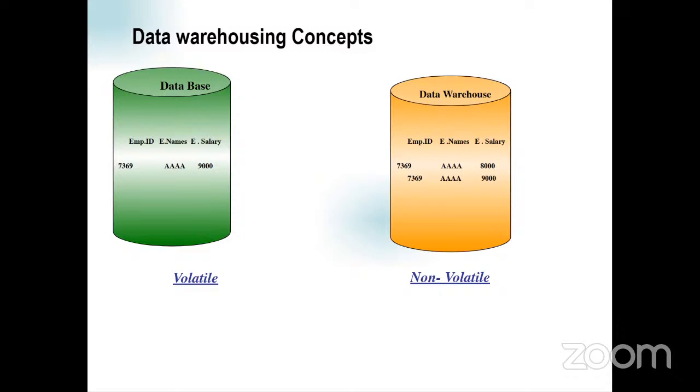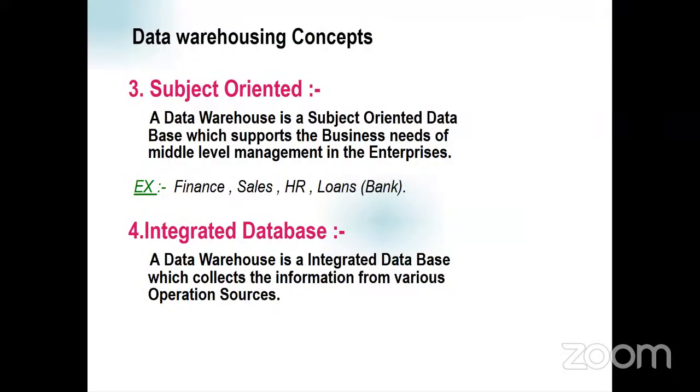In data warehousing applications, we maintain the data both current and history. So here you can see the employee information, what was his previous salary. This is another characteristic feature of the data warehouse. And the third characteristic feature is that it deals with a specific subject. Data warehouses are subject-oriented databases that support the needs of middle level management.